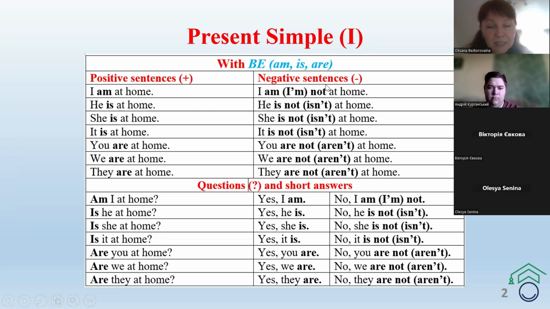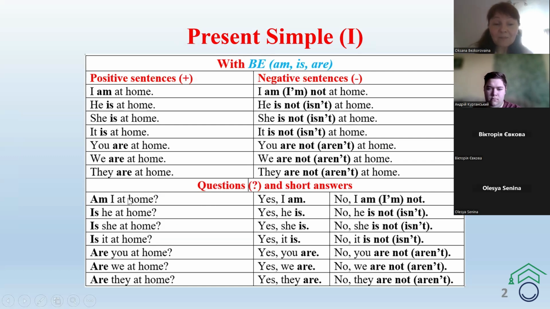How to form negative sentences in present simple? We need a negative word not. We usually put it after the verb. I am not at home, or the contraction I'm not at home. He is not at home, he isn't at home. She is not at home, she isn't at home.